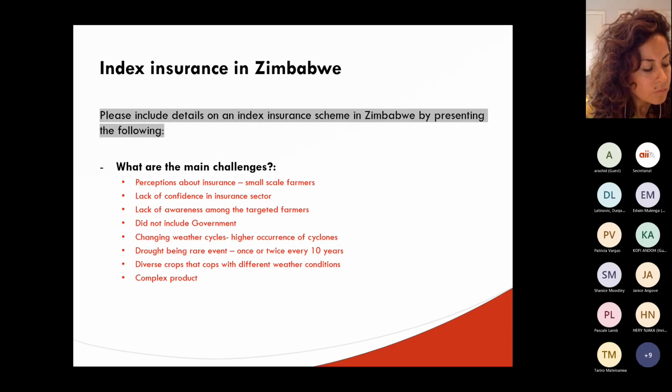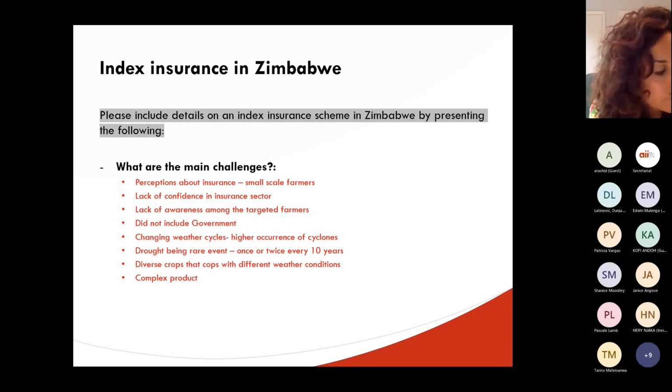I think the main challenge we picked up since the product launch, to date, is issues around perception about insurance, especially from a small-scale farmer's point of view: will insurance really pay me if I experience a claim? And also lack of confidence in the insurance sector. In Zimbabwe, there are also legacy issues, where there were currency changes and all those issues. Then basically lack of awareness among the targeted farmers, especially the small individual farmers. Some of them do not even appreciate or are aware that this product exists. You can even see it from the numbers I showed on the previous slide.